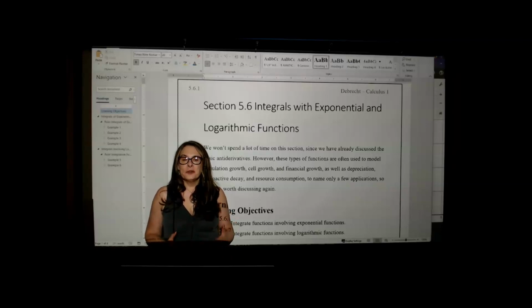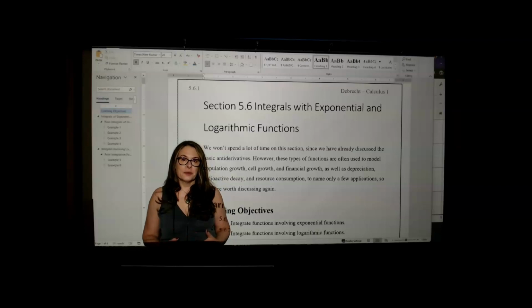Now that we've discussed u-substitution, we want to go ahead and introduce, of course, the exponential and logarithmic antiderivatives and how to do u-substitution with these very important functions. These functions describe everything from cell growth to population growth, radioactive decay, financial growth, depreciation, resource consumption. There are so many applications of exponential and logarithmic equations. They truly are some of the most important functions for the real world applications for which we use calculus.